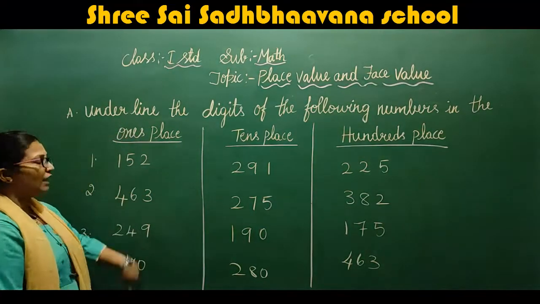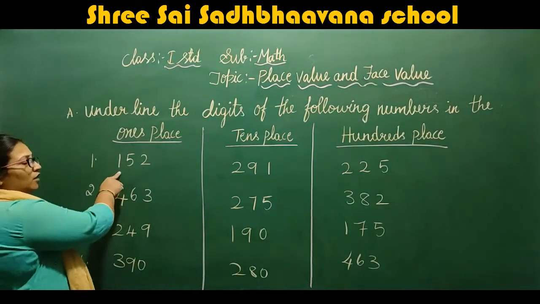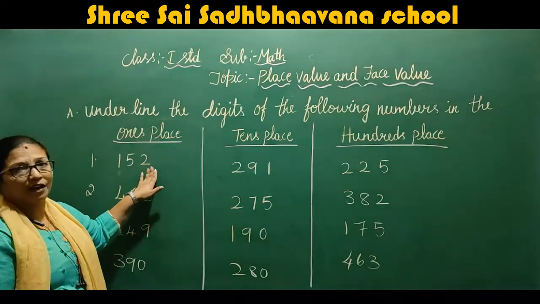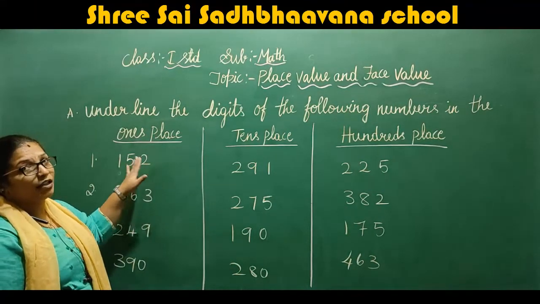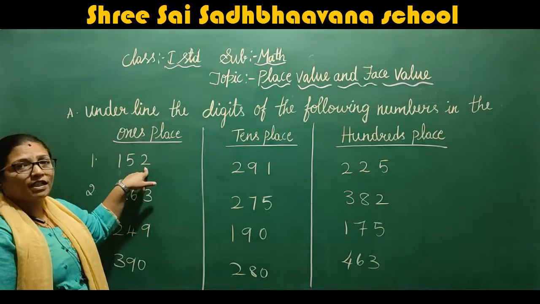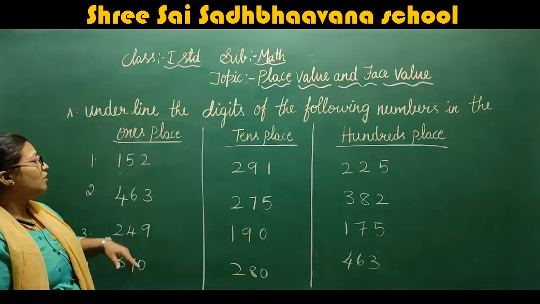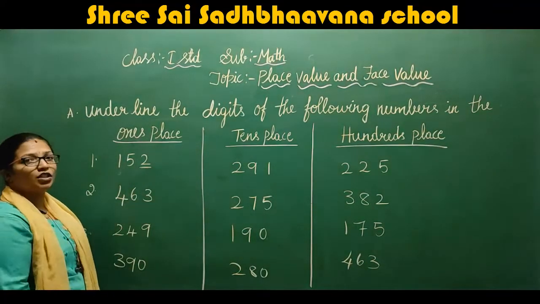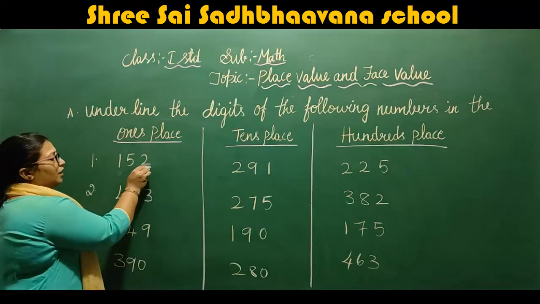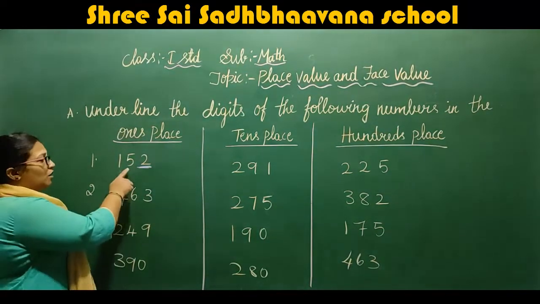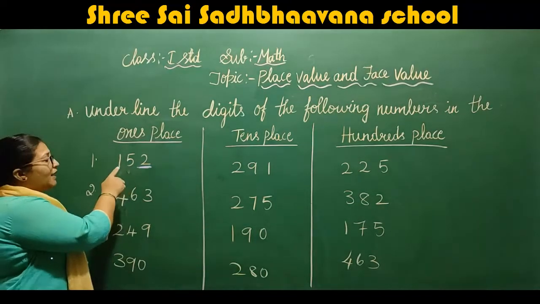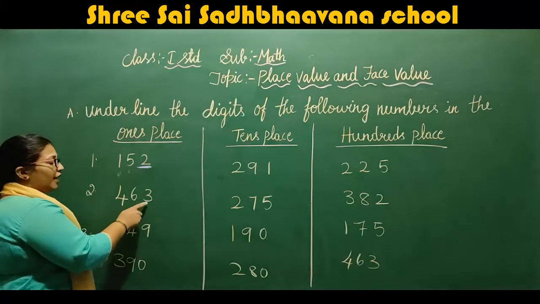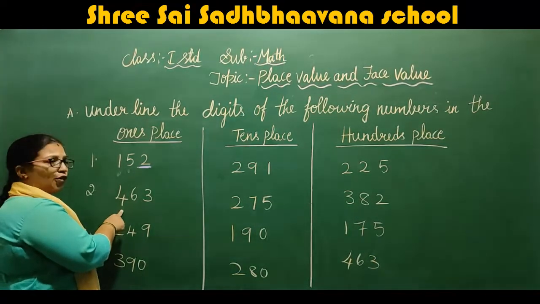So here, in the ones place, which number is it? 1. From which side should we take, this side or this side? We always take from right to left. So which number should we take? This. So which is in the ones place here? It is 2. The number 2 is in the ones place. So 5 is in the tens place and 1 is in the 100 place. So here 3 is in the ones place, 6 is in the tens place, 4 is in the 100 place.